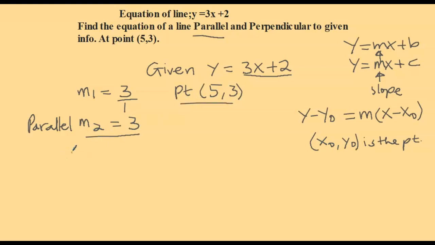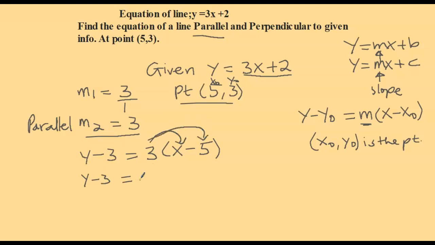So we will write that as y. This is our x naught and our y naught. So y minus 3 equals the slope, and then x minus 5. Here we would like to distribute. We will distribute this to that and this to that. So if we distribute, we will get 3x minus 15.